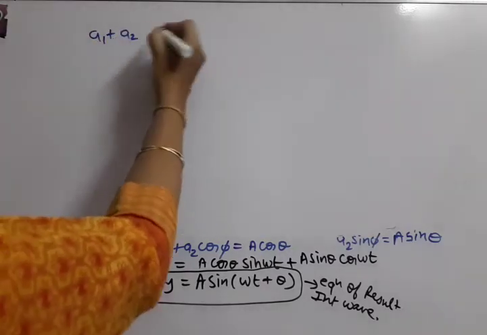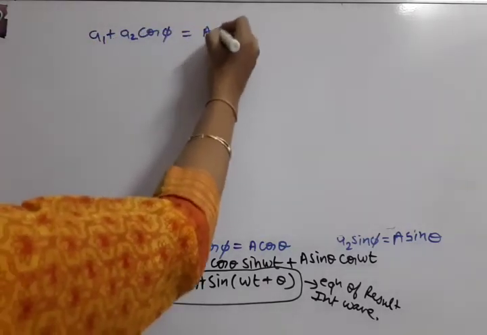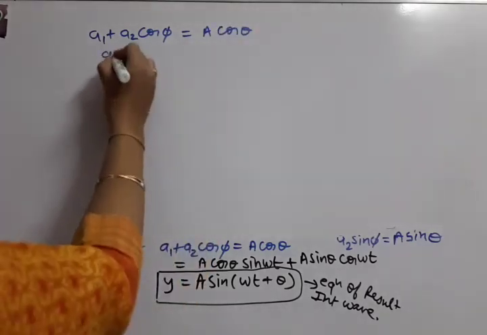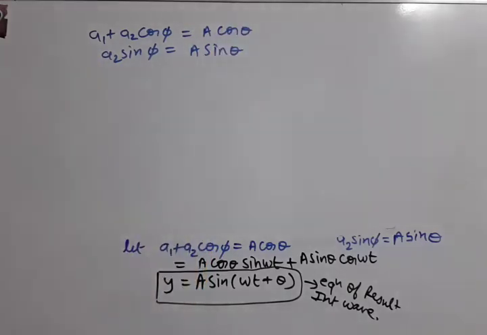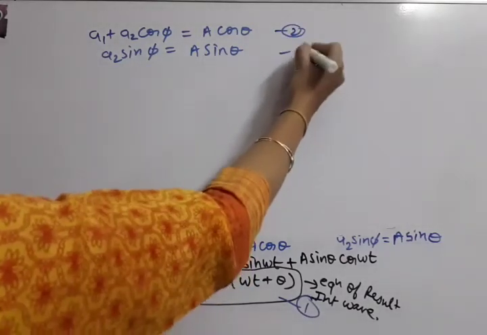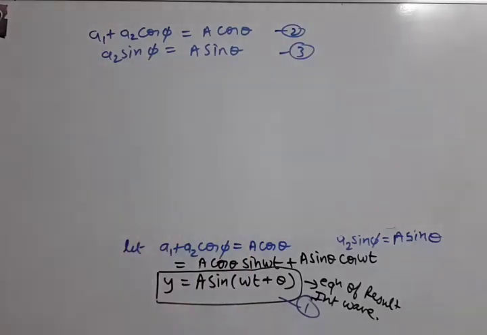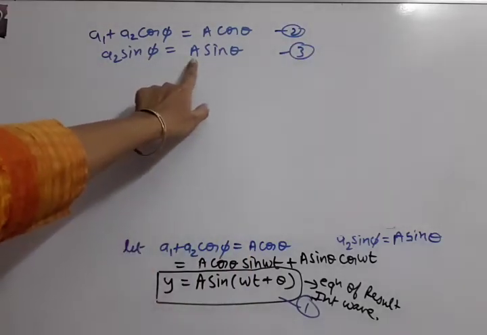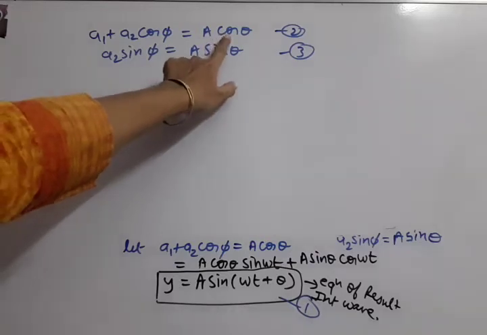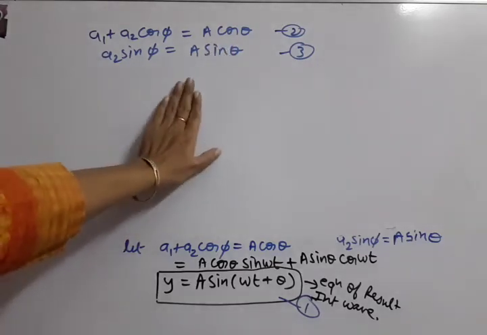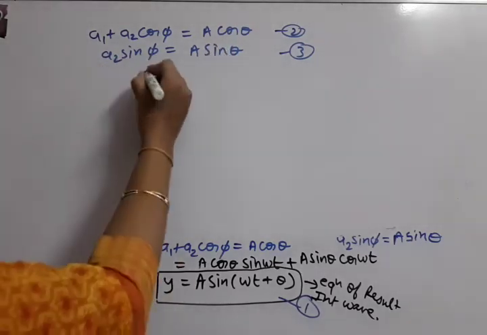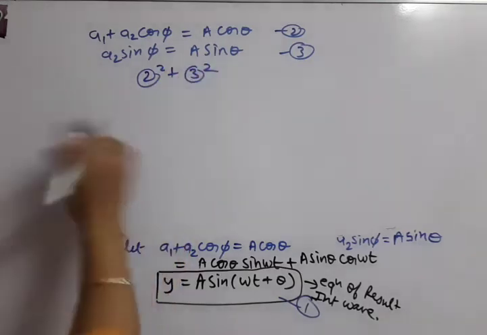A1 plus A2 cos phi we had assumed equal to A cos theta, and A2 sin phi we had assumed as A sin theta. Now this wave equation you give number 1 equation. So that means this is equation second and this is third. Now we have to solve this capital A. So if any equations are in form of A cos and A sin, and we have to remove cos and sin, the technique is that we have to square and add the two equations. So squaring and adding both the equations.